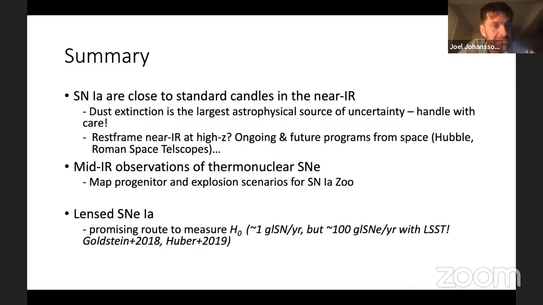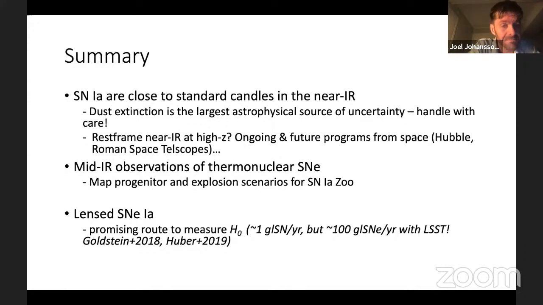So, an attempt at a summary here. Type 1a supernovae are very close to being standard candles in the infrared, and it's less sensitive to dust extinction. So you're getting a clear view of the supernova, looking through the dirt instead of being affected by it. But it also indicates that you have to do the dust corrections much more carefully in the optical.